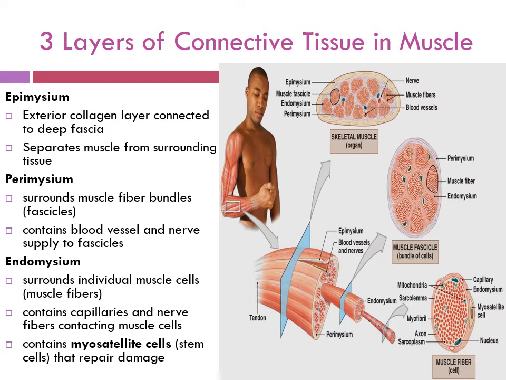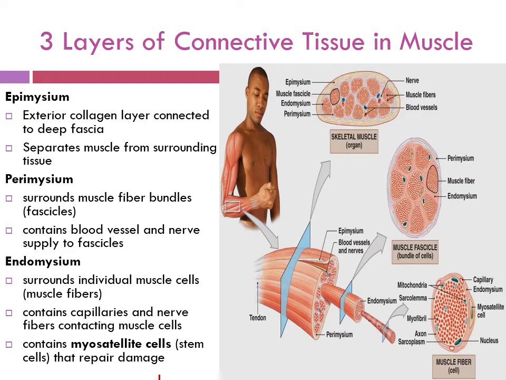The epimysium is an exterior collagen layer. It's connected into the deep fascia and it surrounds the entire muscle. So it's really separating the muscle from the surrounding structures. If we're looking at the biceps muscle, the epimysium would surround the entire bicep muscle. The perimysium is on the inside. The epimysium would be on the outside like this.